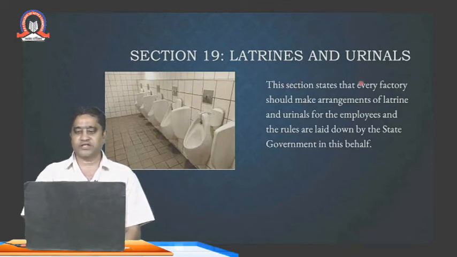This section states that every factory should make an arrangement for latrines and urinals for the employees, following the rules laid down by the state government in this behalf. All the latrines and urinals should be cleaned by the persons who are assigned to do it, and a record has to be maintained by that particular department. So there should not be infection to the workers, otherwise the health of the workers would be affected.